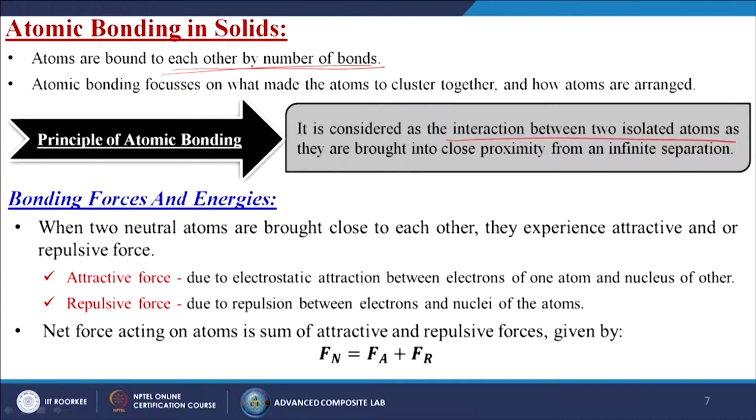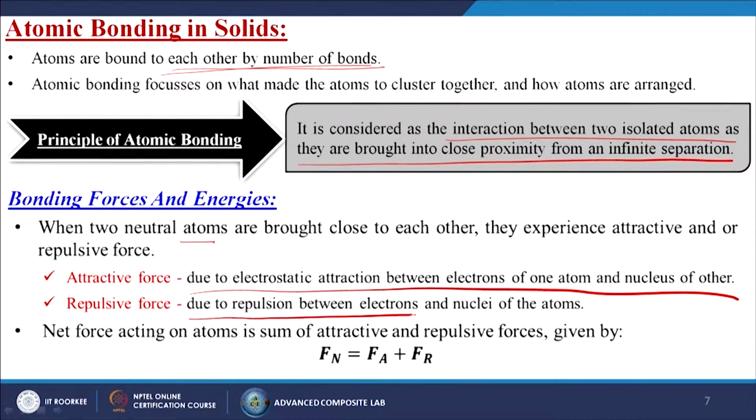So, what is the principle of atomic bonding? It is considered as the interaction between two isolated atoms as they are brought into close proximity from an infinite separation, involving bonding force and energies. When two neutral atoms are brought close to each other, they experience attractive or repulsive forces, like a magnet. The attractive force is due to electrostatic attraction between the electrons of one atom and the nucleus of the other. The repulsive force is due to repulsion between the electrons and between the nuclei of the atoms.